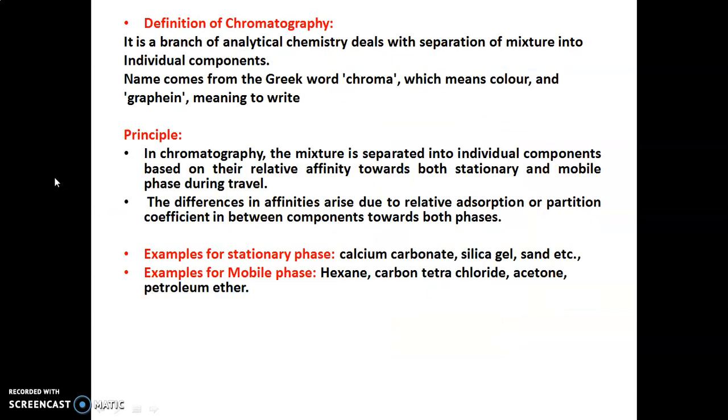ಇದು ಮೈಕಲ್ ಸ್ವೆಟ್ ಎಕ್ಸ್ಪೆರಿಮೆಂಟ್. ಹಂಗಂದ್ರೆ what is meaning of chromatography, ಯಾವ ಥರ explain ಮಾಡ್ಬೋದು, define ಮಾಡ್ಬೋದು. Chromatography, it is a branch of analytical chemistry, deals with separation of a mixture into individual components. Chromatography is nothing but separation of a mixture into individual components.